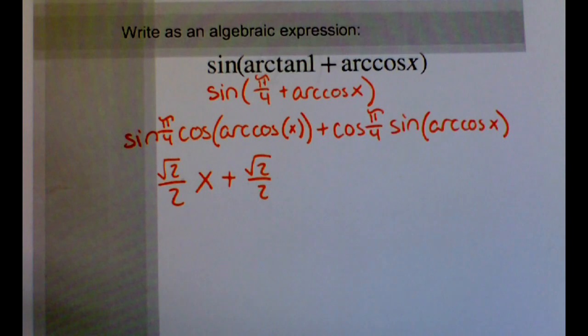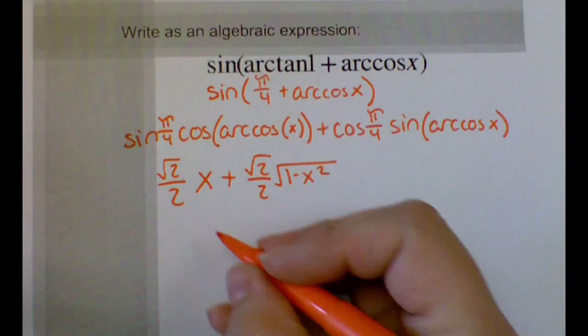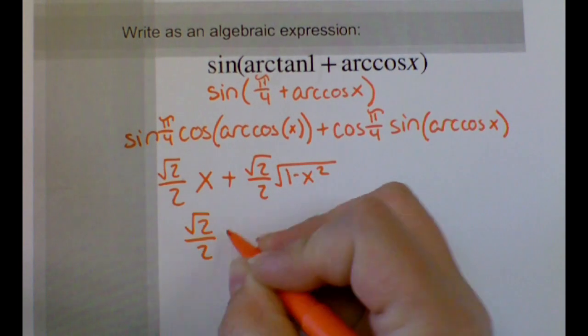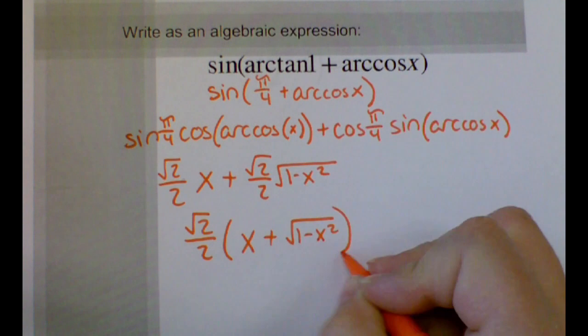We just figured out that the sine of arc cosine of x is the square root of 1 minus x squared. And now our answer is going to look very similar because I can factor out that square root 2 over 2. And there's our answer.